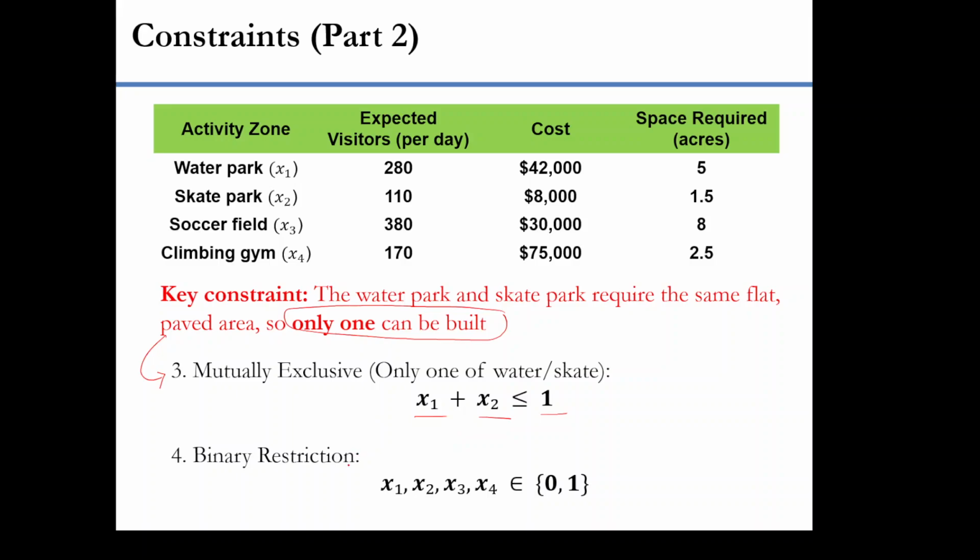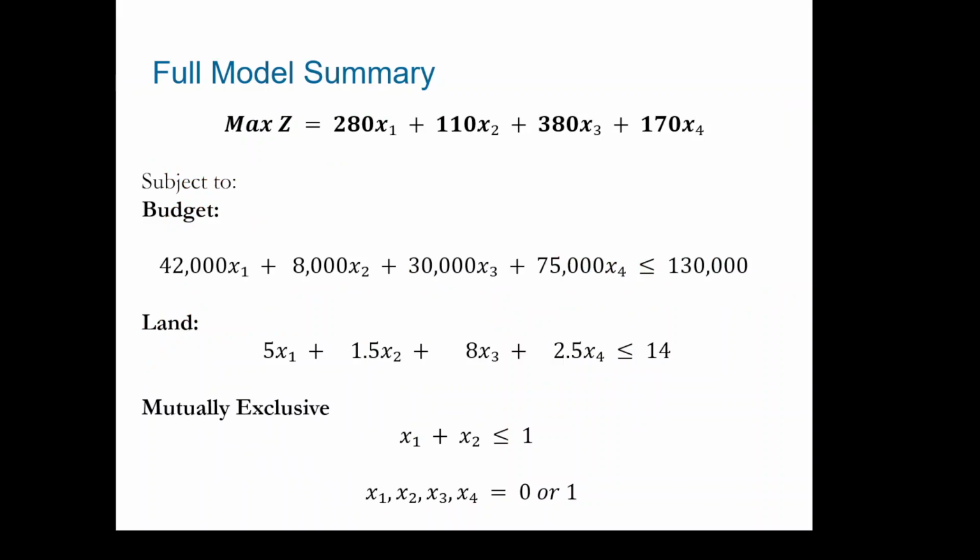So the last constraint is the binary restriction, which tells us that all of the decision variables should be either 0 or 1. So this is the complete model for us. This is the objective function, these are the constraints: this is the budget, this is the space, this is the mutually exclusive, and this is the binary requirement. Now let's dive deeper into this mutually exclusive constraint.